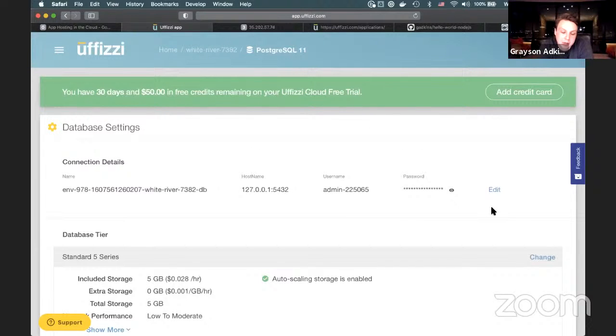So right now on Uffizzi, connections are only allowed internally. So it would need to be an application running in the context of this environment. We actually block external connections to the database for security reasons. So if you want to run an application that talks to this database, it needs to be in this environment, this White River environment. Gotcha.